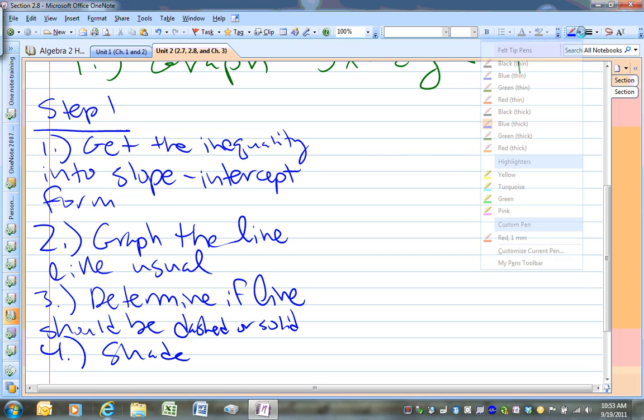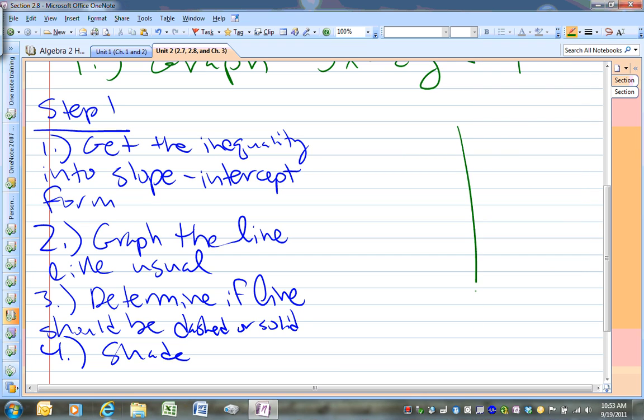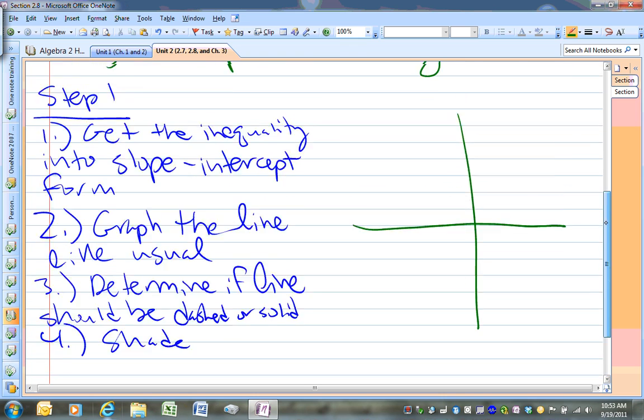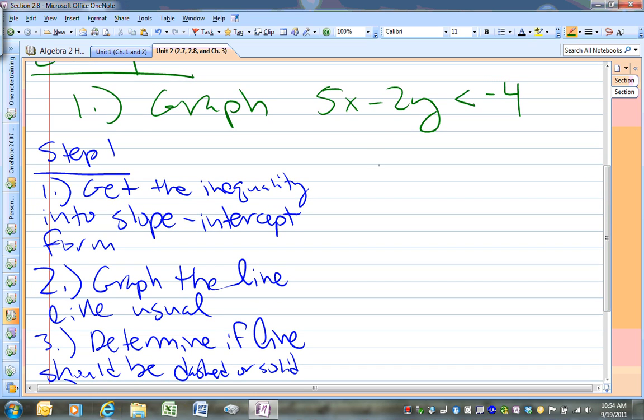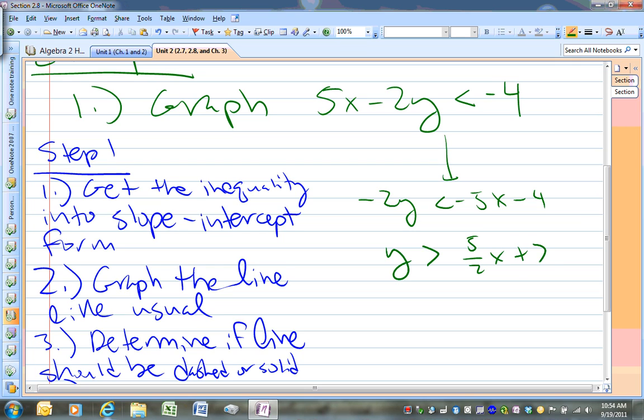So what I'll do is I'll do the graph off to the right. Actually, before that, let's erase that. Let's get this in slope-intercept form. So negative 2y is less than negative 5x minus 4. Divide by negative 2, but that has to flip. Very important, it flips. So it's y is less than 5 halves x plus 2. So step 1 is done.